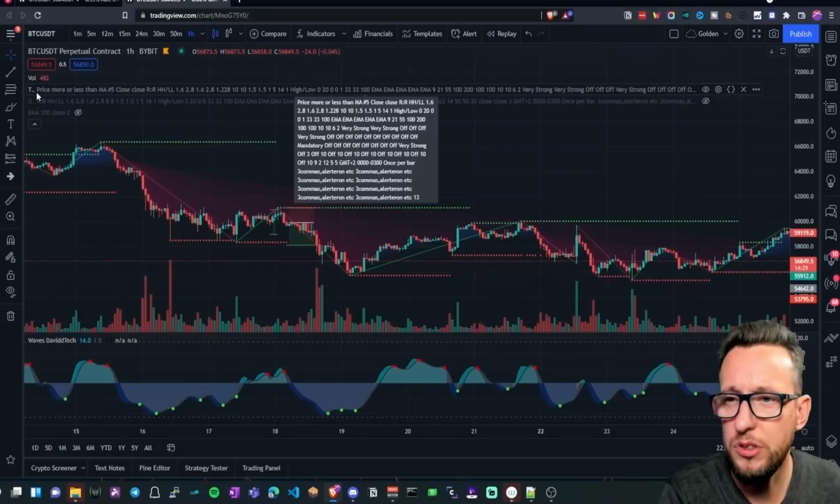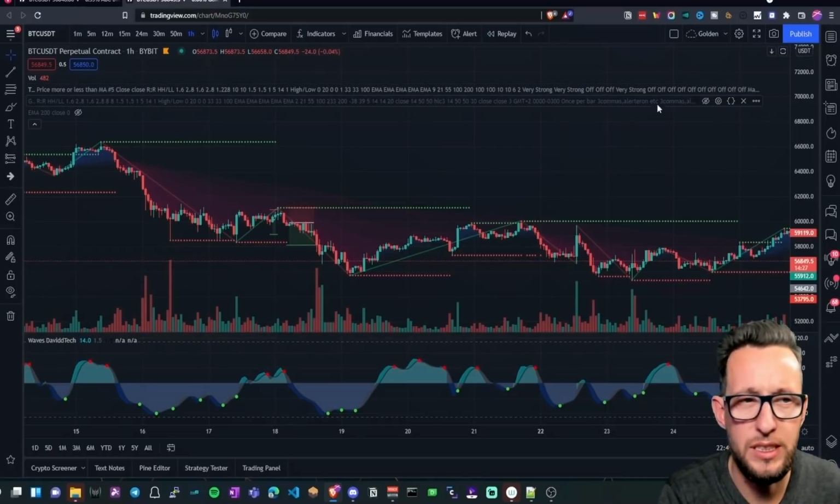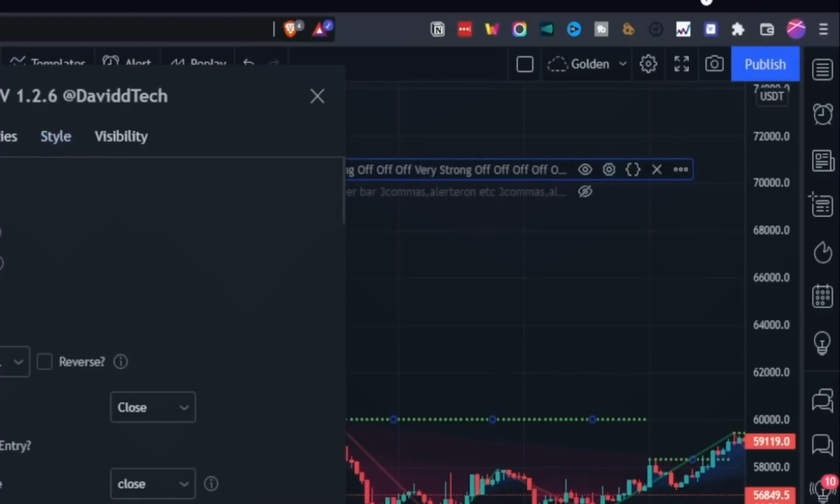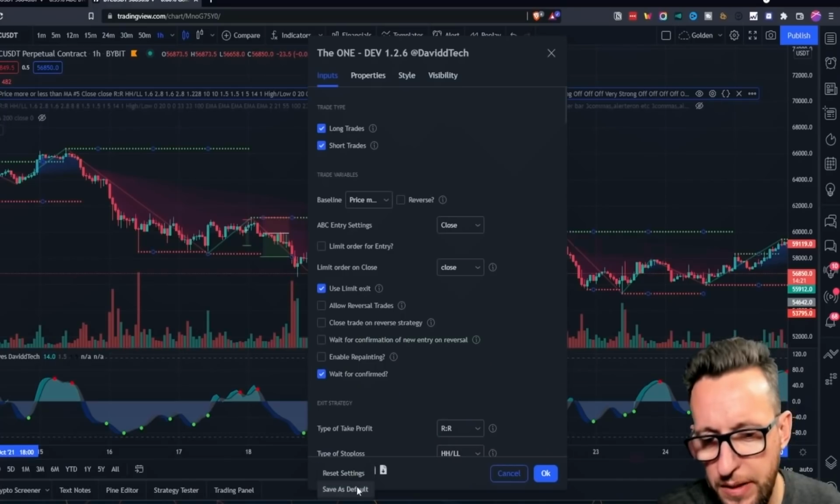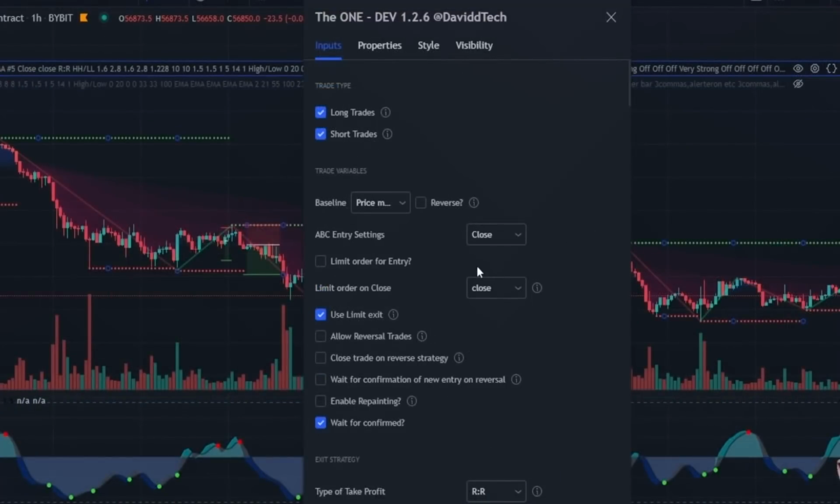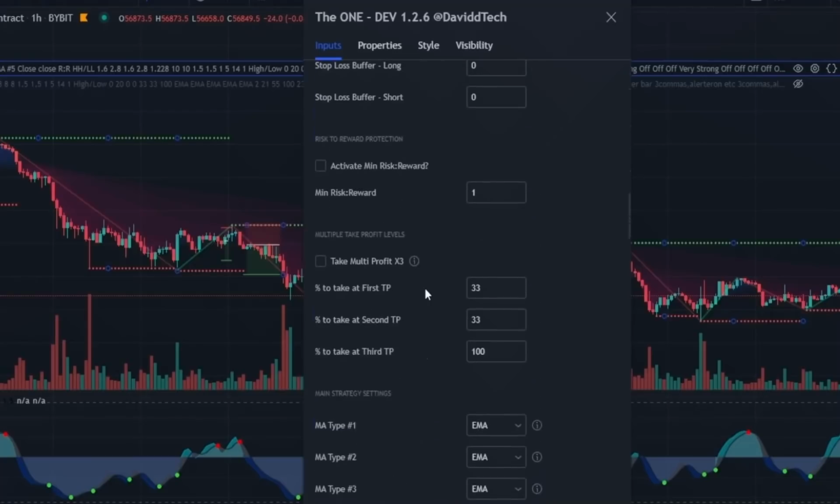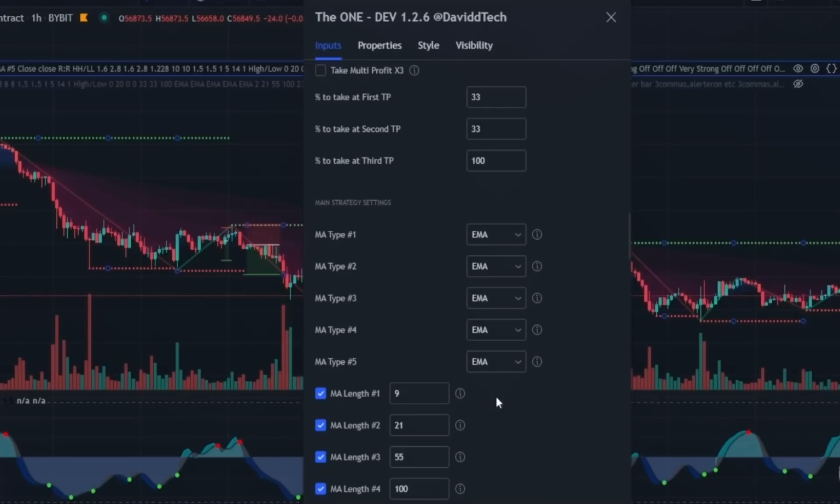Right, so you go onto The One indicator, which is the indicator, as I said, that's on my Discord. You click here on the cog, and I'm going to reset everything back to where it was, so I can show you how we built it. The first thing you have to do is go to the baseline. Now the baseline is where we define our trend. So we're going to click baseline MA5.